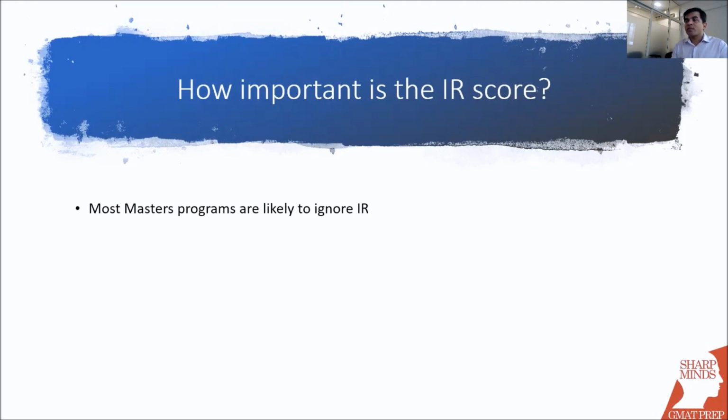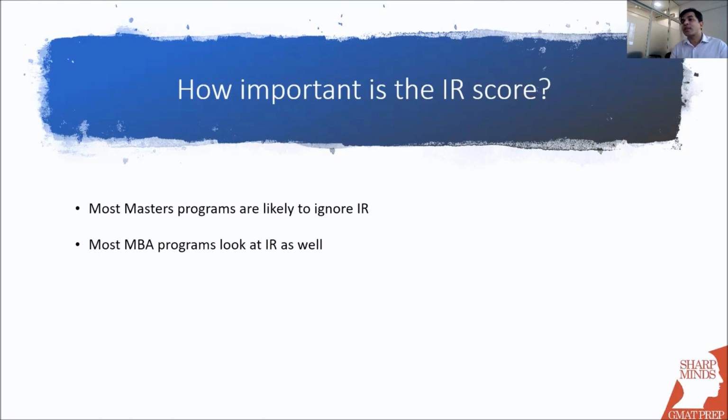Now, most master's programs, when we say masters, we are talking of a master's in management versus an MBA, which is different. We are just talking of a master's in management, or maybe even a master's in science program with finance specialization. All these courses ask for the GMAT. So a master's in science with some finance specialization or accounting or some such thing. Most of these master's courses do not really look at AWA and IR, so they're most likely going to ignore the IR score. They will base a decision on the main GMAT score out of 800.